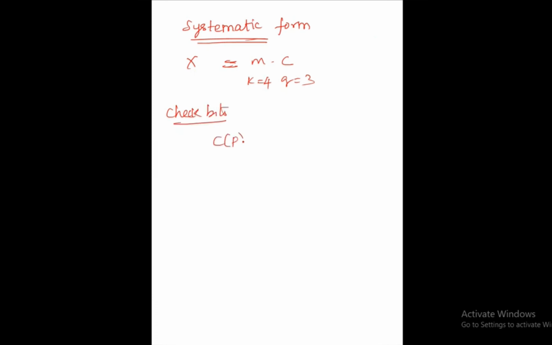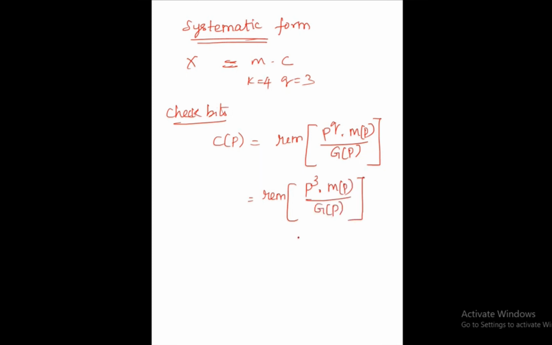Here also it is a formula using polynomials: remainder of p power q times m of p divided by g of p, where q is 3. So first you divide these two, then the remainder will be considered as your check bit polynomial. This is the process, the procedure to find your C of P. So let us do it one by one.